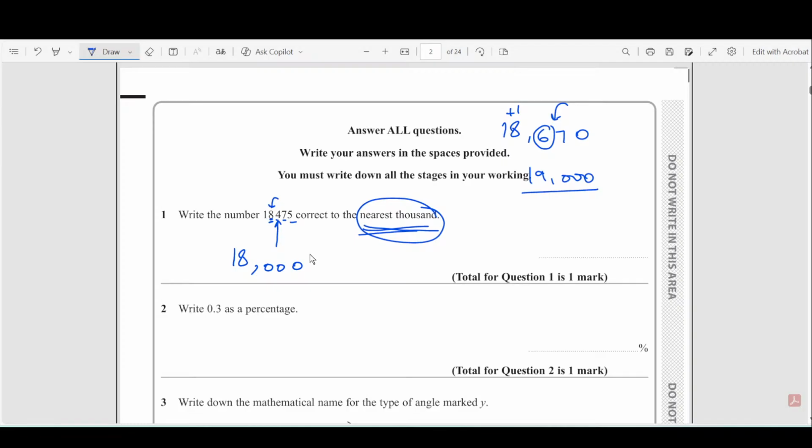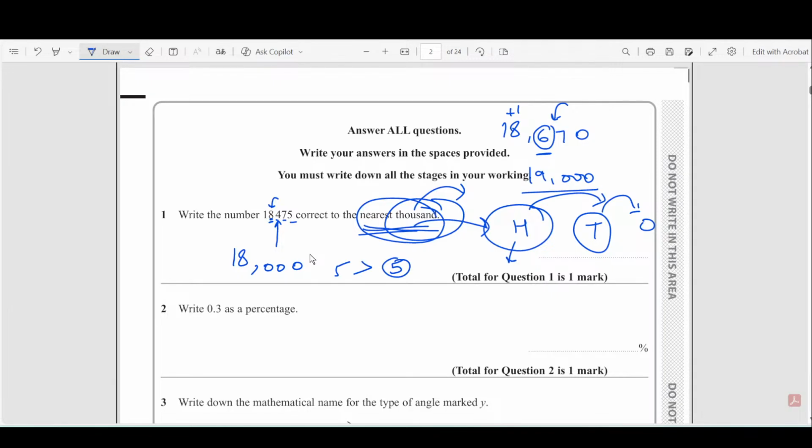So for rounding a number to the nearest thousand, we check the hundreds column. Basically we check the previous column. Like for thousand we check the hundreds column, for hundreds we check the tens column, for tens we check the ones column. If the digit in the column we are checking is 5 or greater than 5, then we add 1 to the column before it. And if it is less than 5, like 4, 3, 2, anything, then we just make all of them 0 and keep the rest as it is.